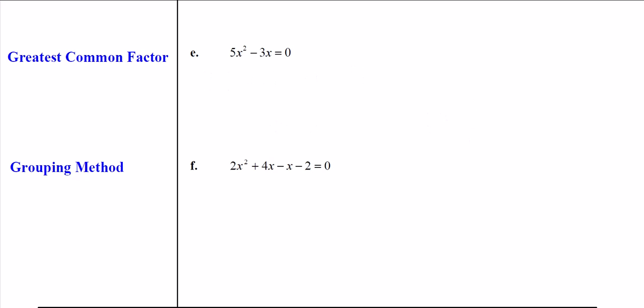Part F, here's another grouping one. So remember how we do this? We do an imaginary split down in half. We focus on the left-hand side. We pull out the greatest common factor. And then after breaking that down, we write whatever's left over.